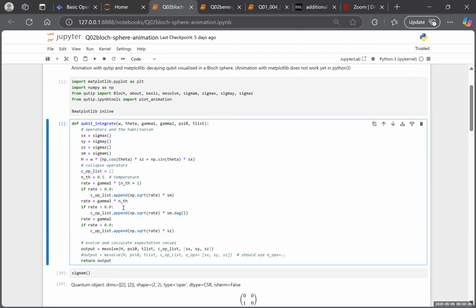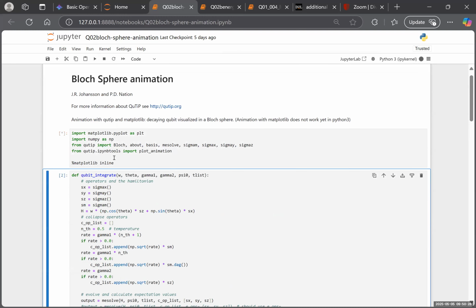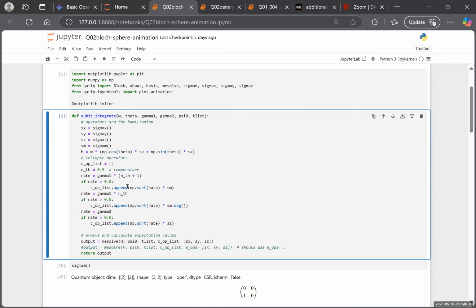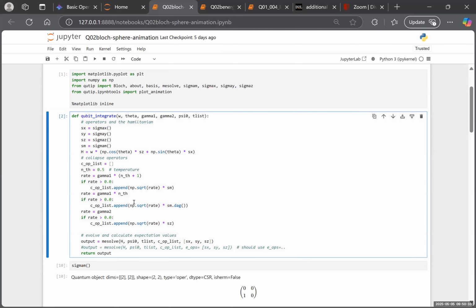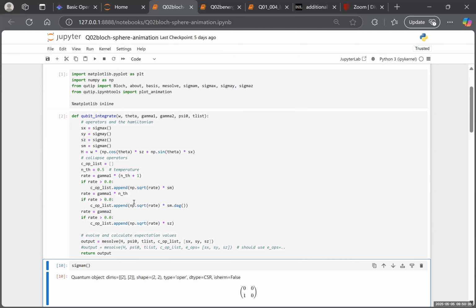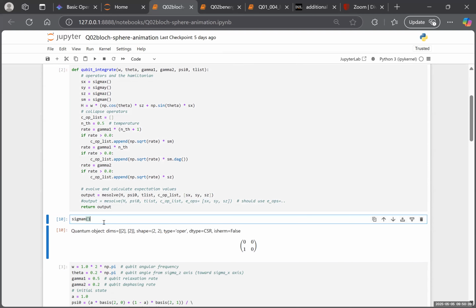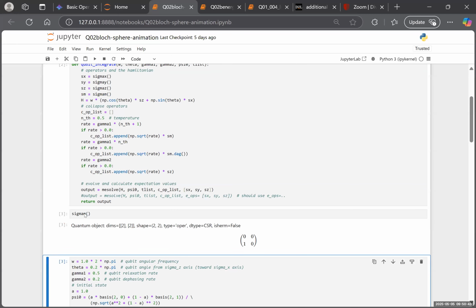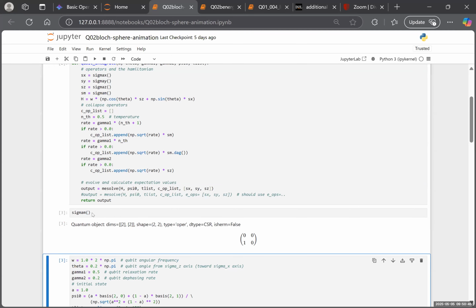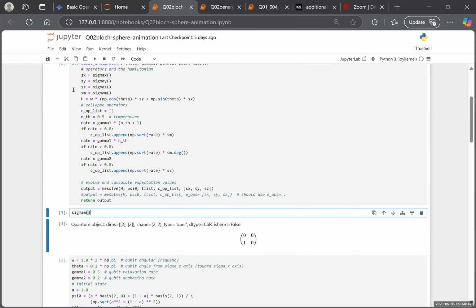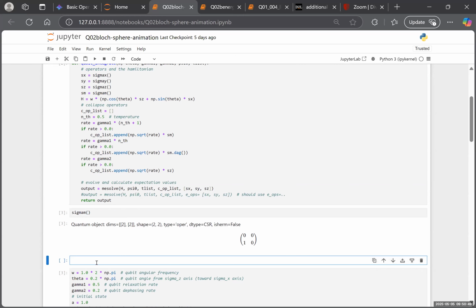It started from fresh, so I don't know why it didn't complain. Oh, I see. Because I have not run the function. So once I run the function, we'll see that. Okay. This is just showing you the sigma minus, and maybe you could also print the list of C operator.